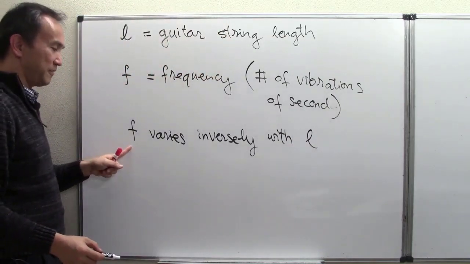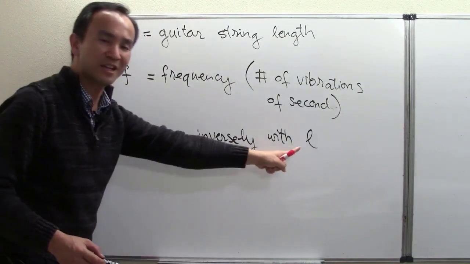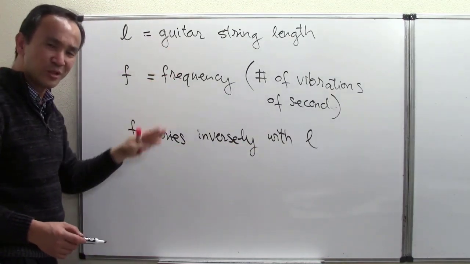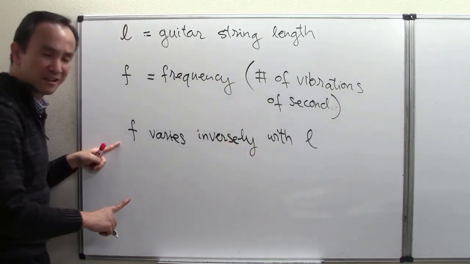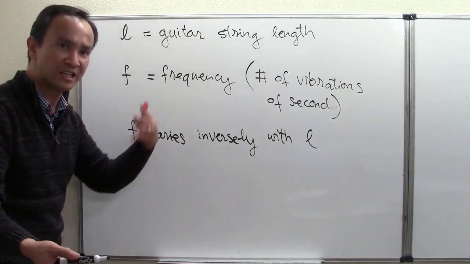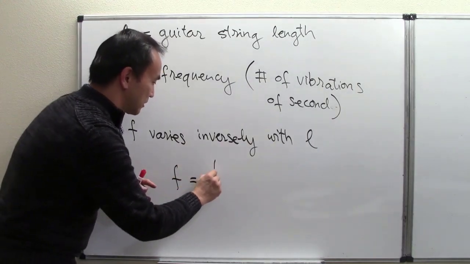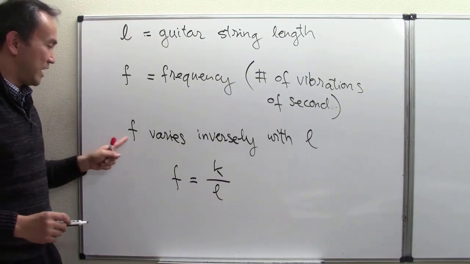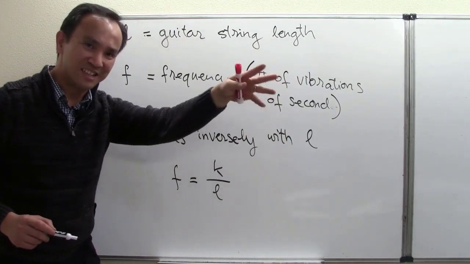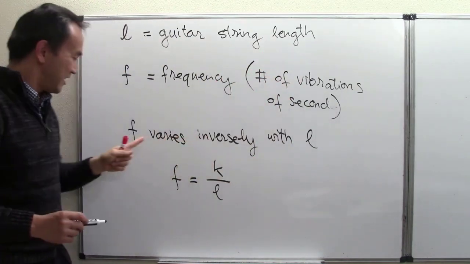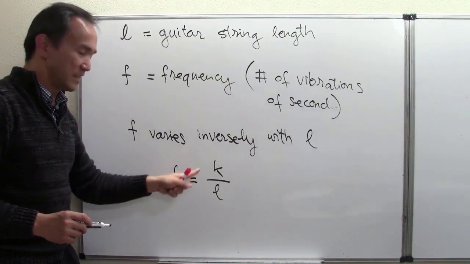So here's one variable. F varies inversely with L. I tend to put the actual wording into something that sounds more mathematical, so that I can easily translate this into an equation that points out the inverse relationship. So F varies inversely with L, so now I'm going to put K over L. Just like how I have mentioned y varies inversely with x results in the equation y equals k over x, similarly, F varies inversely with L results in the equation F equals k over L.